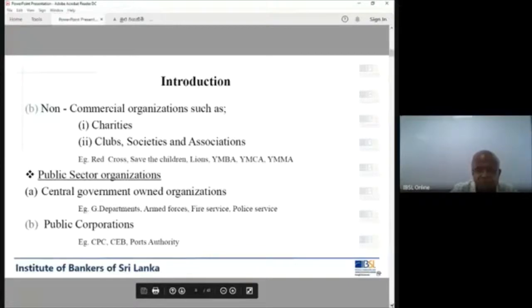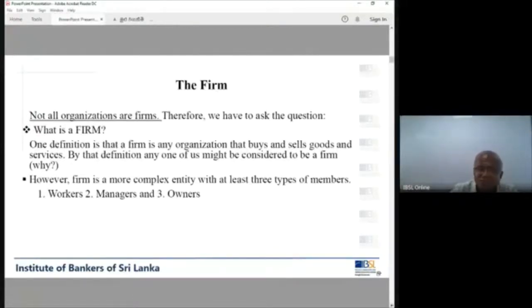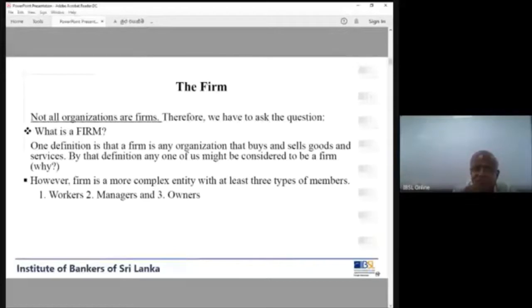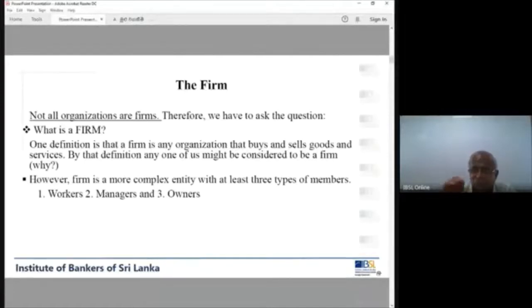Then we discuss firms. A firm basically has three types of members, three layers: workers, managers, owners. In some cases, workers, of course, definitely we can differentiate. But managers and owners, in some firms, you can't differentiate. For example, the sole trader: manager, owner and worker are the same, right?